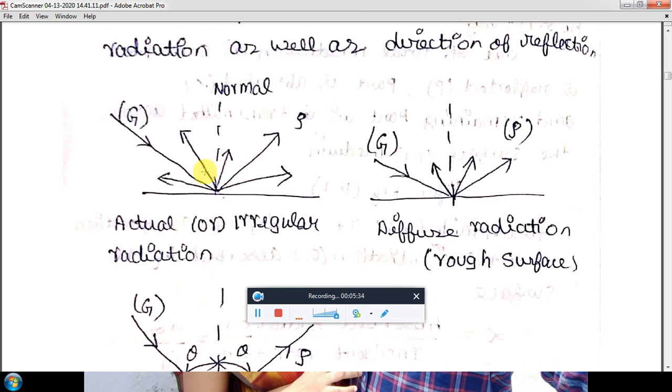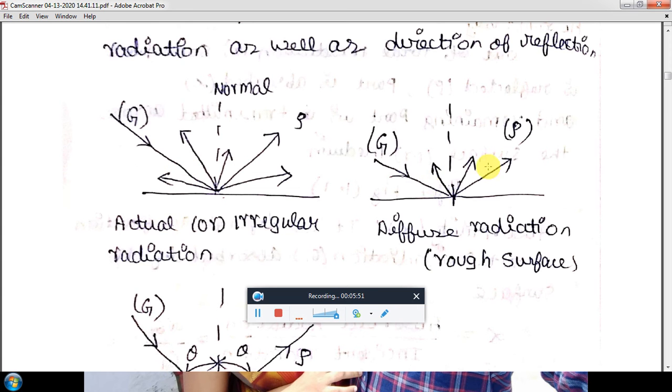It will be varying. Suppose the angle here is 10 degrees, here the angle will be 30, here the angle will be 45, here the angle will be 50. The reflection angle or reflection will not be uniform. You can simply say the reflection will not be uniform, then it is called irregular radiation.